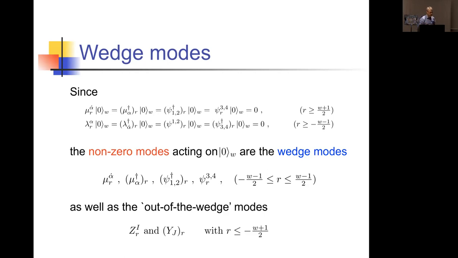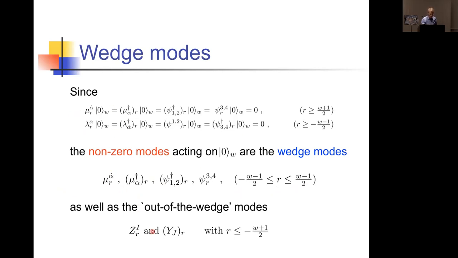Now remember, these are free fields. So if you know which modes kill the ground state, then the complement of these modes will act freely because it's a free field theory. So if the modes kill if r is greater than w plus 1/2, then they will create if r is less than w minus 1/2. So for the modes in the first line, this is the condition.